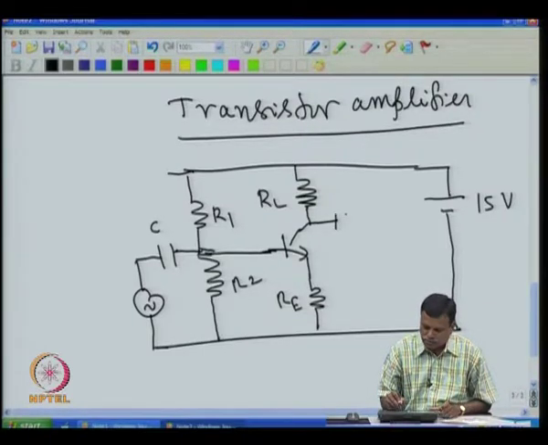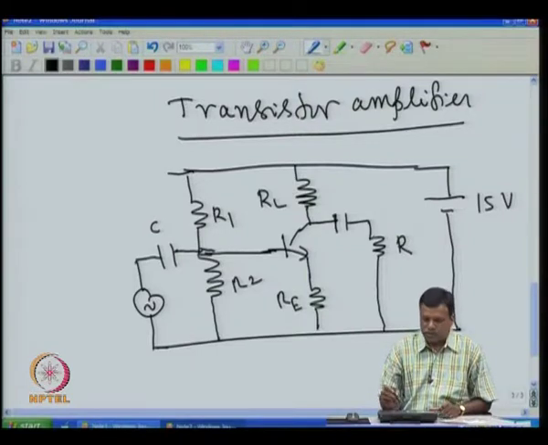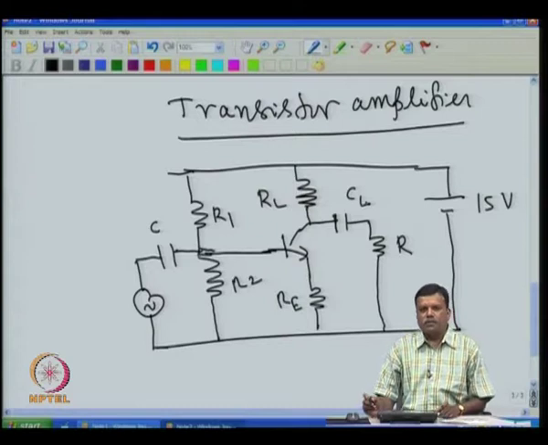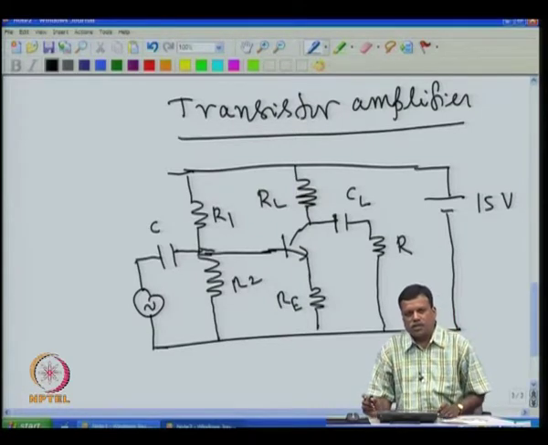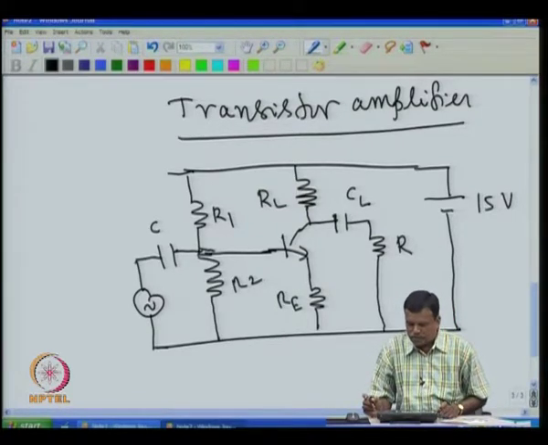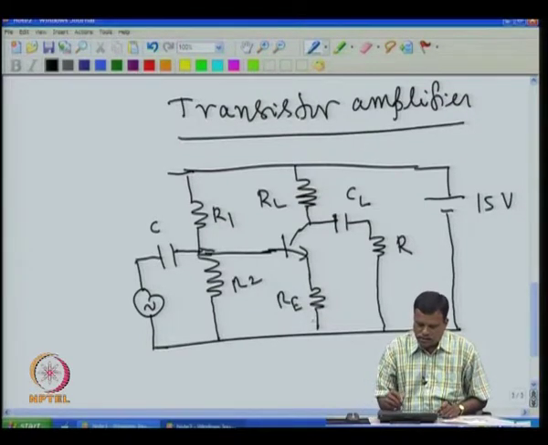This amplified output I will take through a decoupling capacitor, and that is the load resistor. Across this you will get the output. So, this capacitor I will call CL. Now, this circuit is familiar, I hope, for most of you, because we have already done some basic course in this.